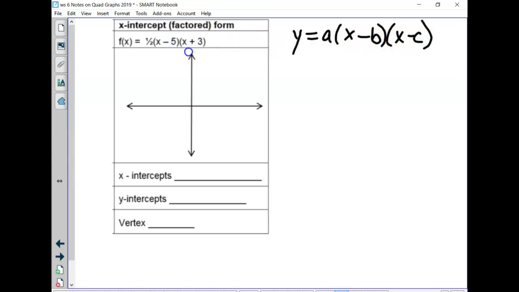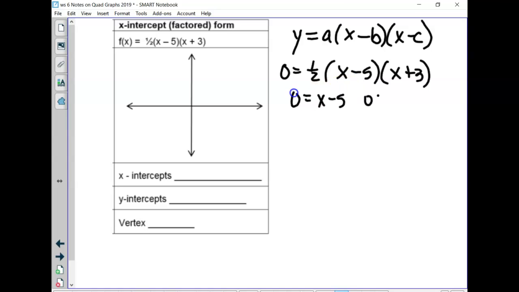All right. But the x-intercepts, if I set this equal to 0, can 1/2 equal 0? No, that's actually the stretch of the parabola. Okay. But the x-intercepts would be at 5 or -3. So we would have at 5, we'd get a y of 0, or at -3, we'd get a y of 0. So let's graph those. 5 and -3.